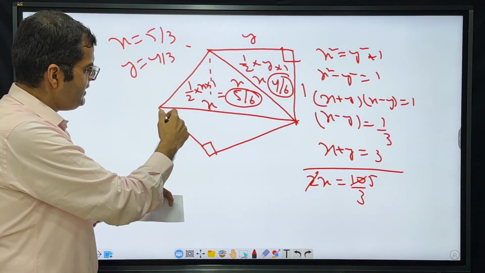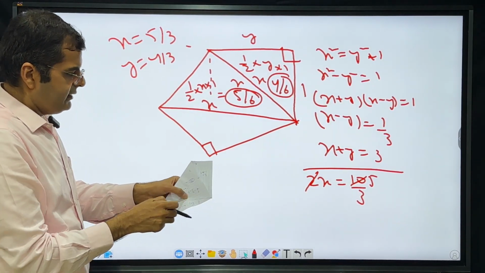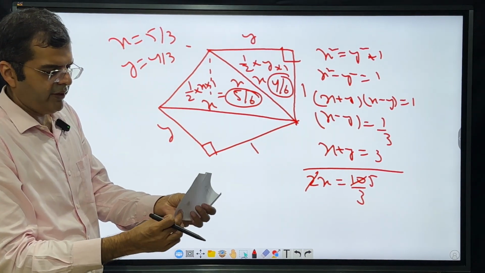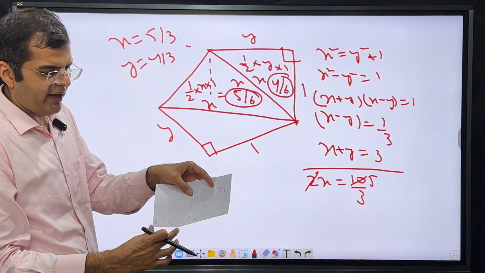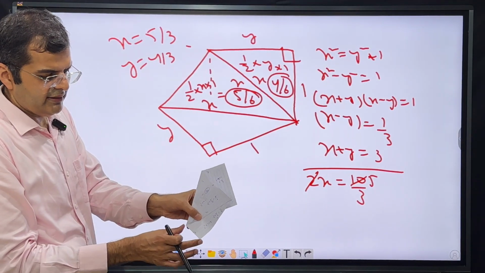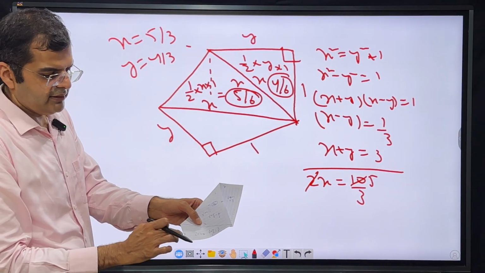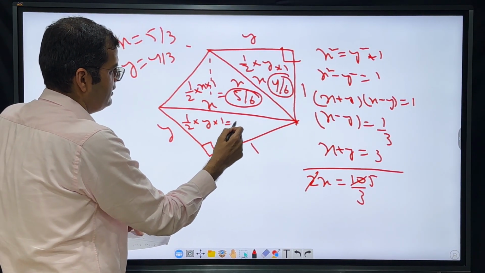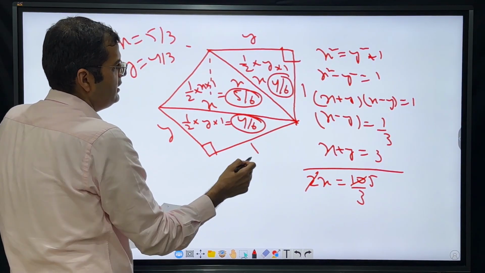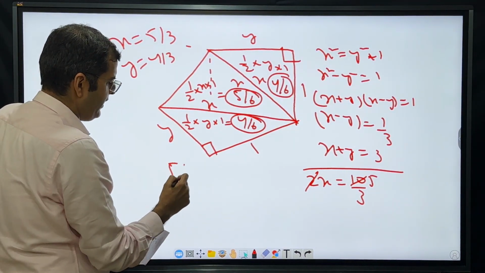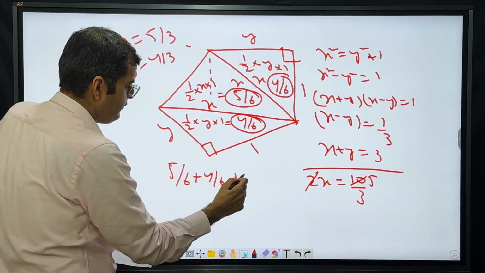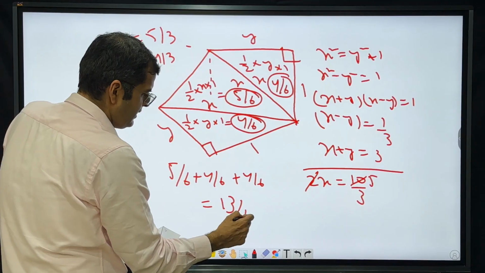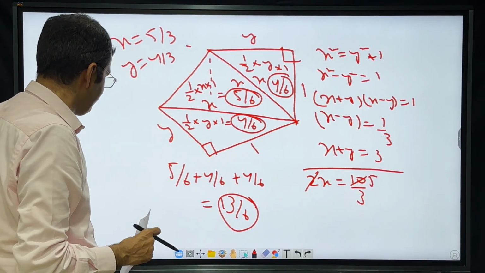Now similarly, in this triangle here, this part is 1 and this part is y, because we have folded it, and this much is y. So it is a right angle triangle, this is y and this is 1. The area here will be half into y into 1, which is again 4 by 6. So I have 3 areas: 5 by 6, and two of 4 by 6. If I add them, 5 plus 4 plus 4 is 13 by 6. I'll get the area of the pentagon as 13 by 6.